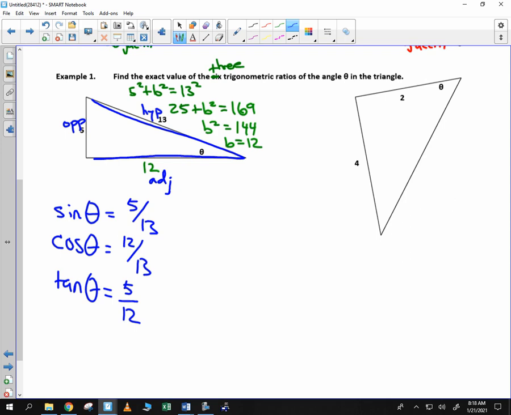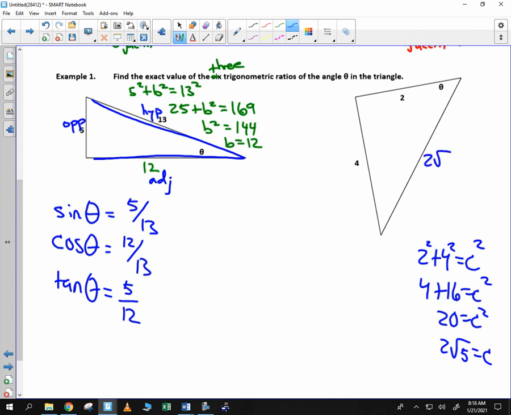In this case, you would also need to solve for the hypotenuse. 2 squared plus 4 squared is equal to c squared, or 4 plus 16 is c squared, or 20 is equal to c squared. Square root both sides, and you get 2 roots of 5 is equal to c. So 2 roots of 5.